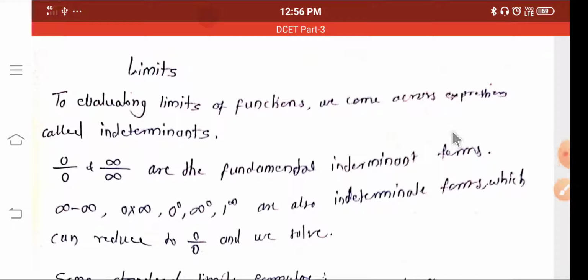So in this video we solve examples on limits. In your DCT question paper, two or three questions come on this concept.